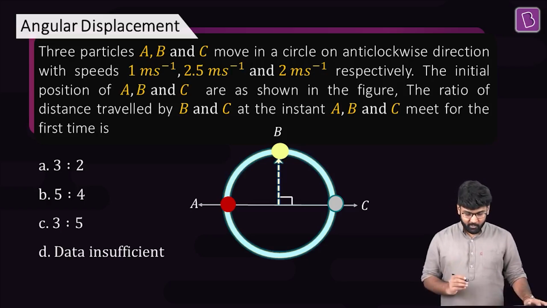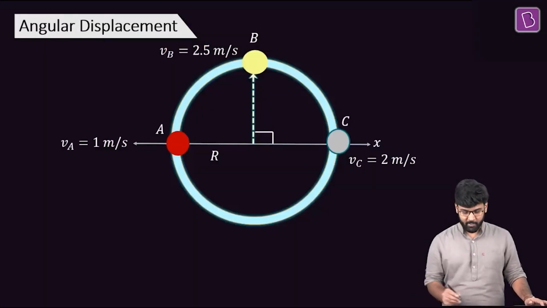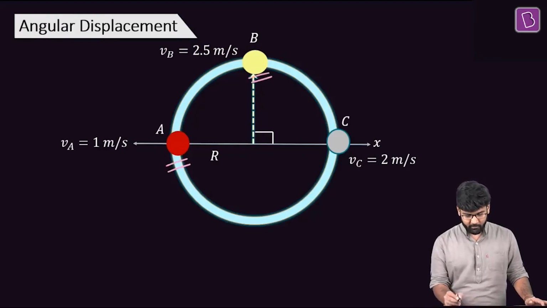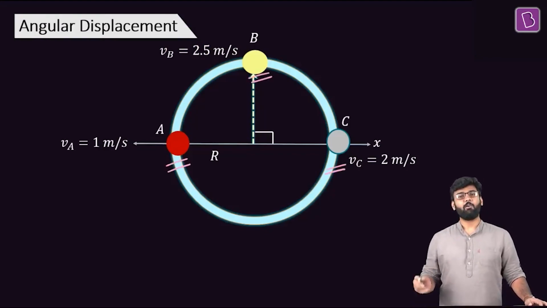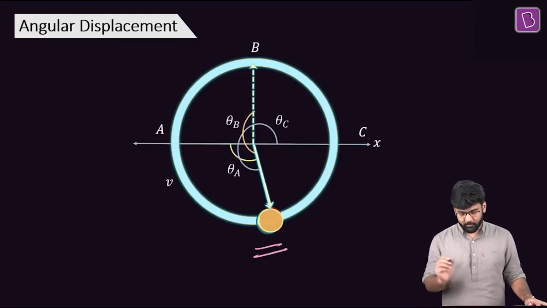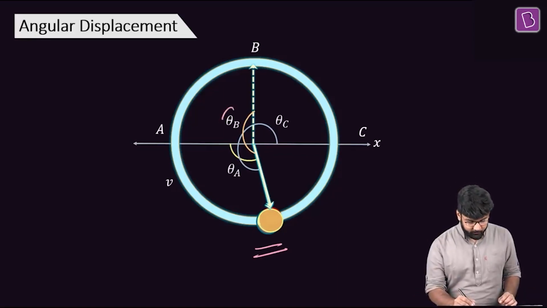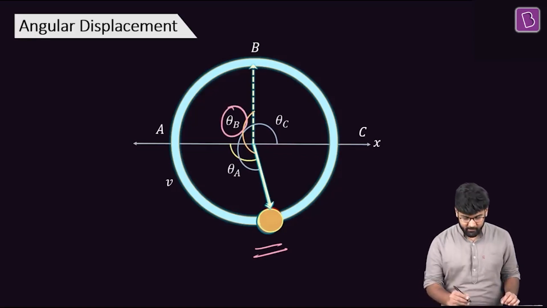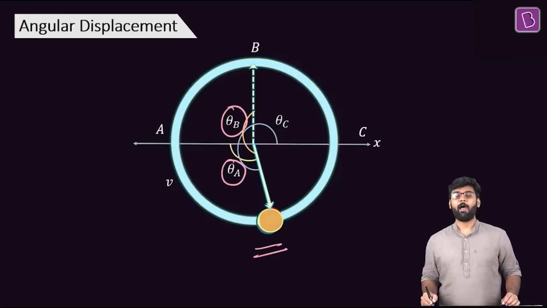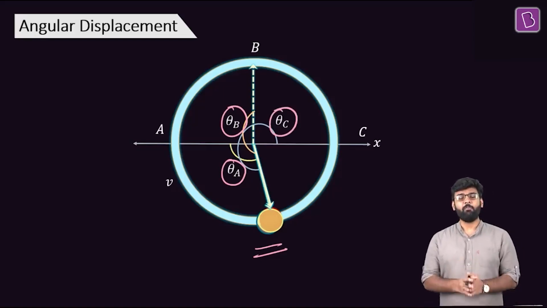Now, initial locations of these three particles are these points A, B and C. So A is located here, B located here and C is here. Now let's say they all meet at this point for the first time. It means B has covered this angle theta B, A has covered this angle theta A and C has covered this angle theta C.